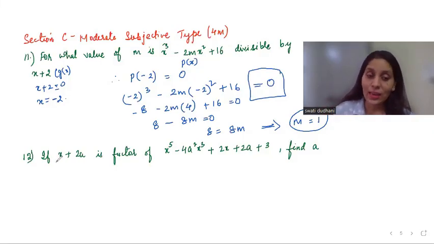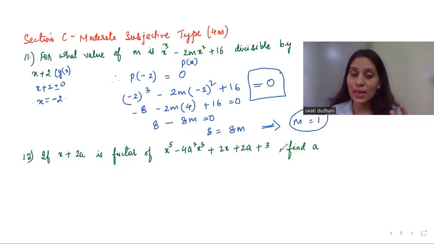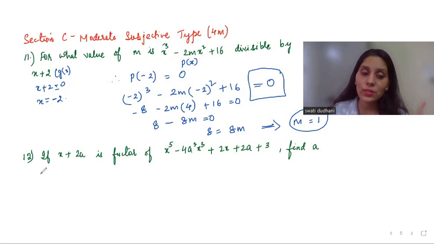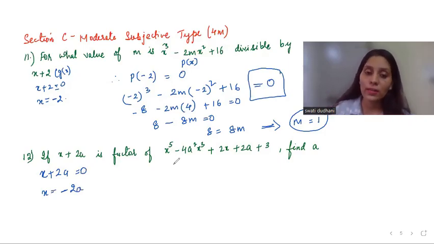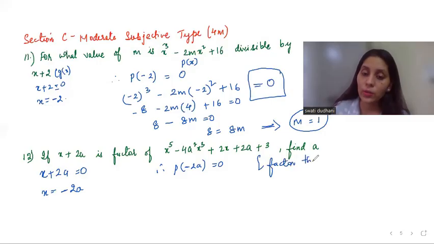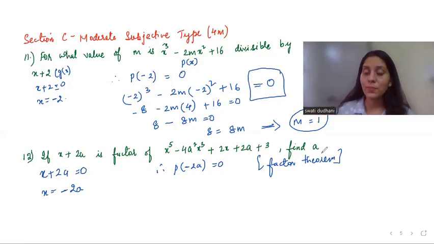Next question. If x plus 2a is a factor of this, find a. Now again it's given it's a factor. So again the remainder will be 0 because it is exactly divisible. So first step is equating the divisor to be 0. So x plus 2a equal to 0. From this, x equal to minus 2a. Now since it's a factor, therefore p of minus 2a equal to 0. Here you can write factor theorem. You need to mention the factor theorem statement because that will also carry some marks.